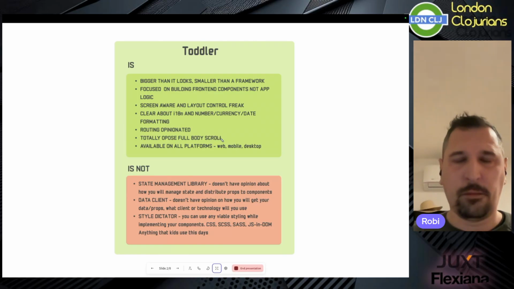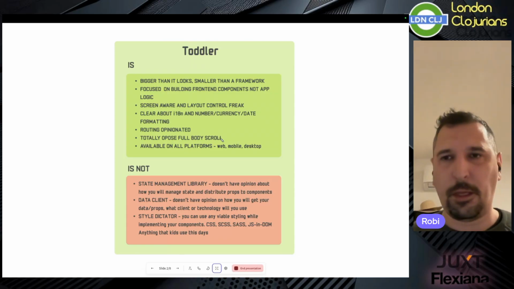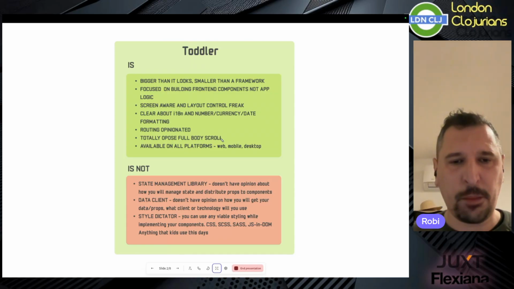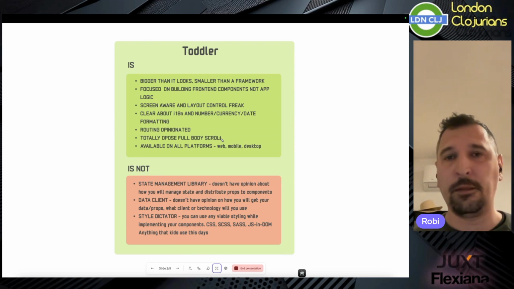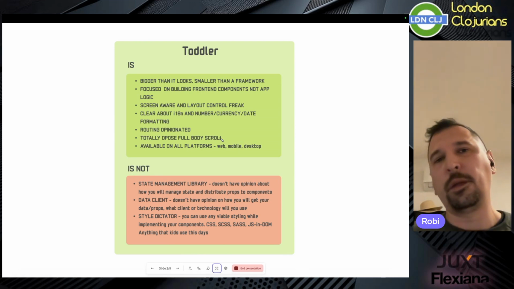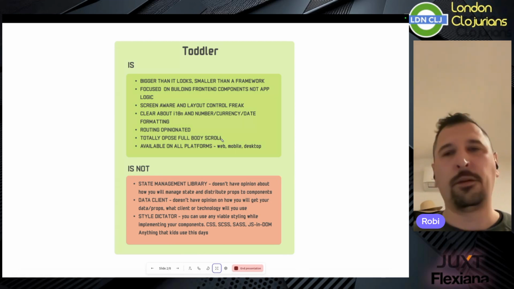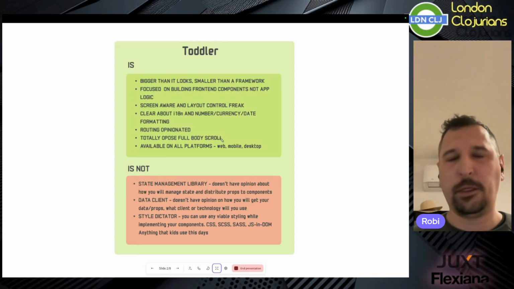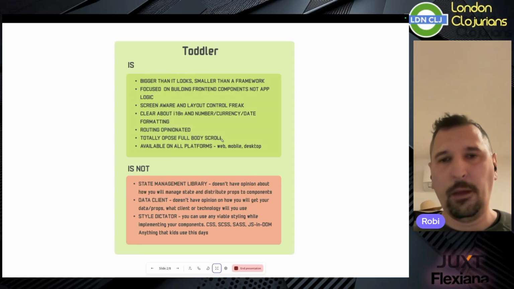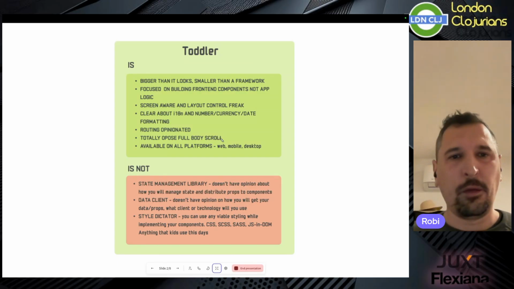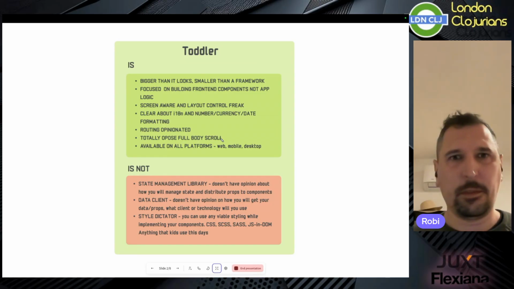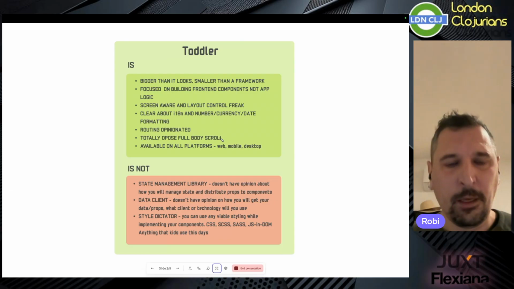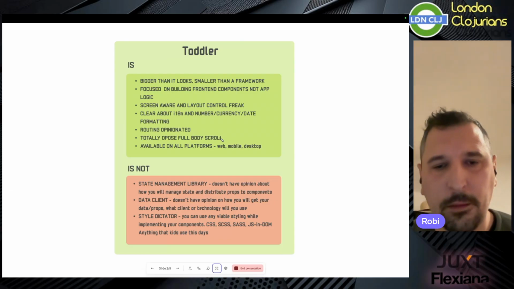It doesn't care. So you're free to do your thing for state management. Same goes for data client. Toddler is not a data client. It doesn't know where you will get your data or what technology you will use to get the data. Will it be GraphQL or REST endpoint or EQL or something else?